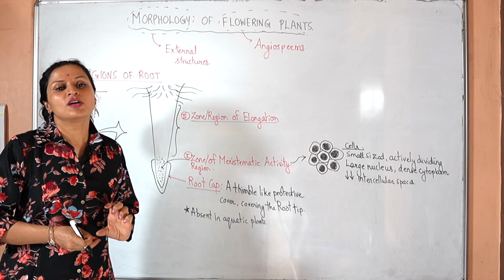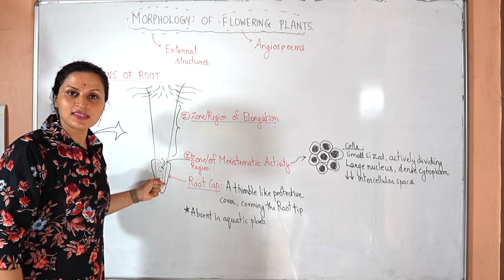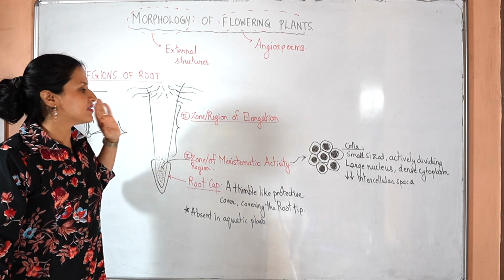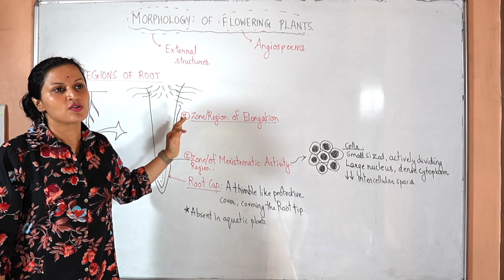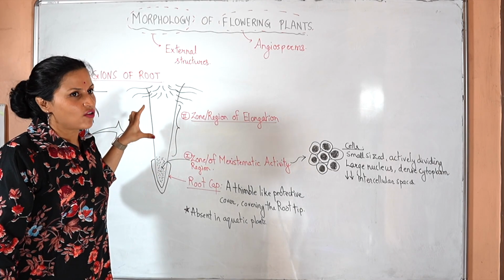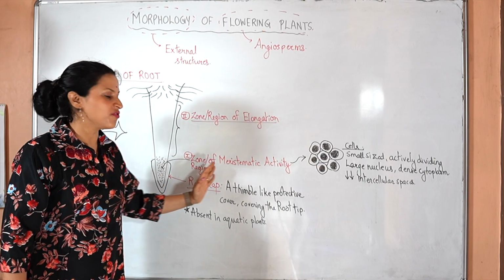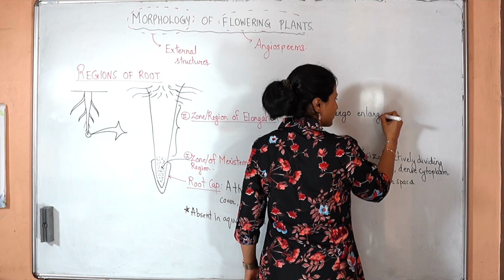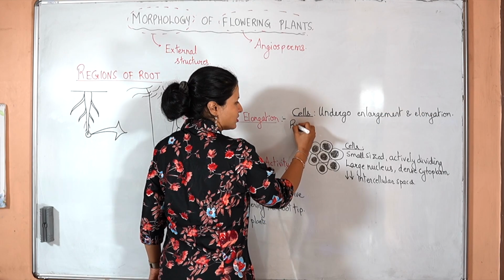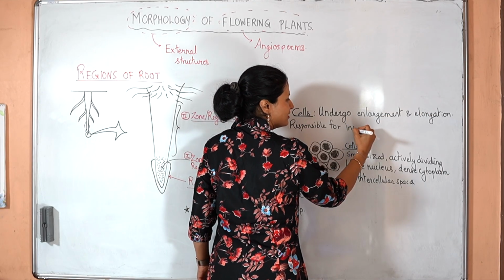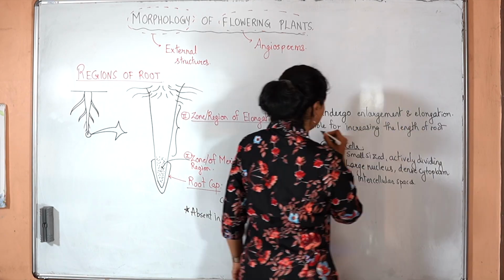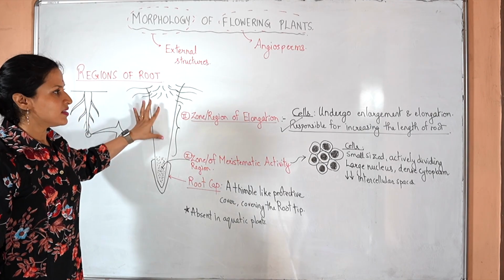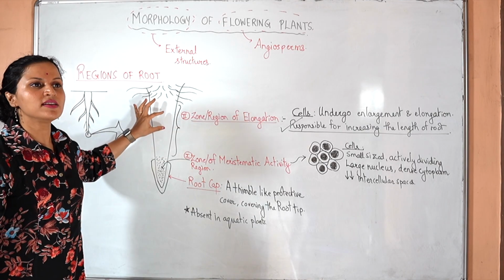You know, the length of the root keeps on increasing. It doesn't increase because of the activity of the meristematic cells. It increases because of this zone of elongation. Okay, it is this zone of elongation which is responsible for increasing the length of the root, not the zone of meristematic activity. The cells undergo enlargement and elongation. This is an important point. These cells are not dividing, they are only increasing in length.